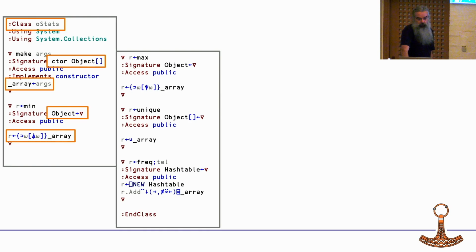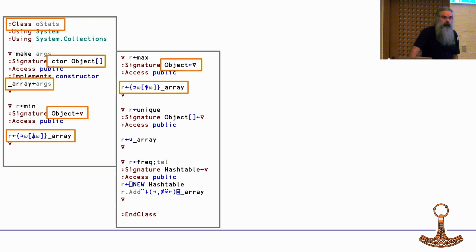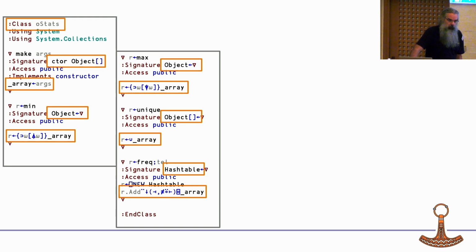Then it's got a number of functions. It's got one called min that uses grade up to determine what the minimum element in this array is, the first in a sorted list. It's got a function called max that returns the first in the grade down list. It's got a unique that returns the unique of the array. It's got a function called frequency that tells me how many times each element appears in the array, and it returns that as a .NET hash table.